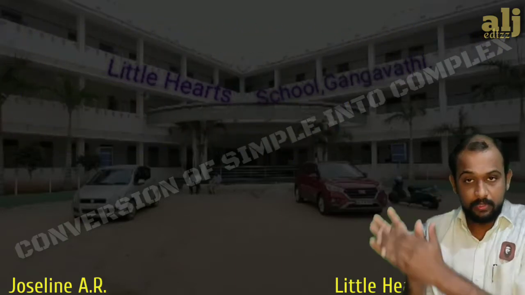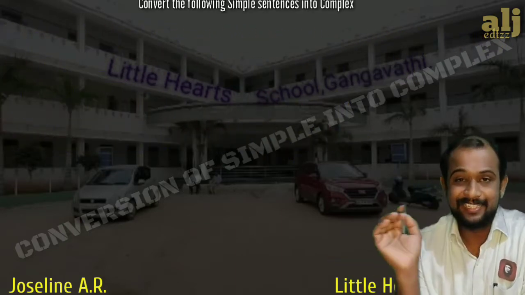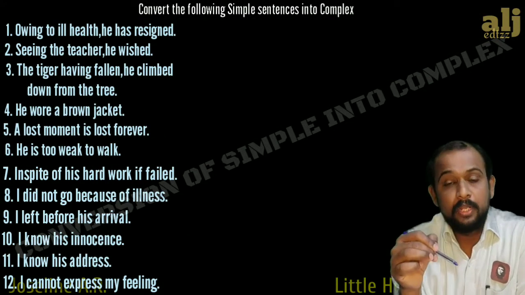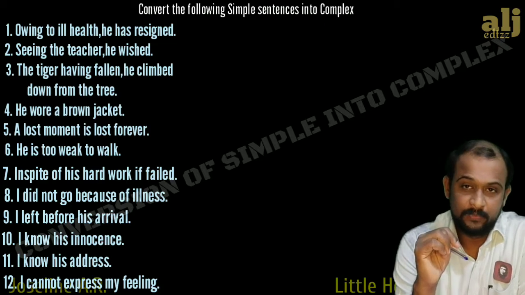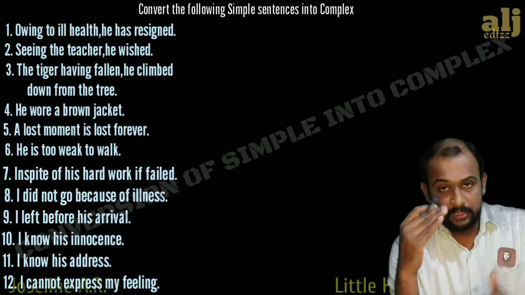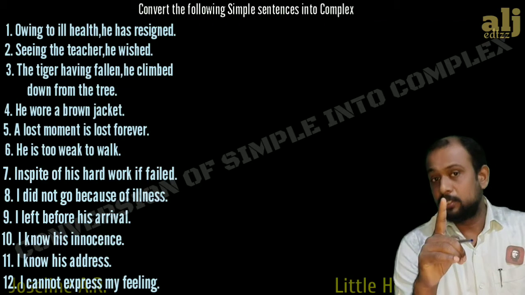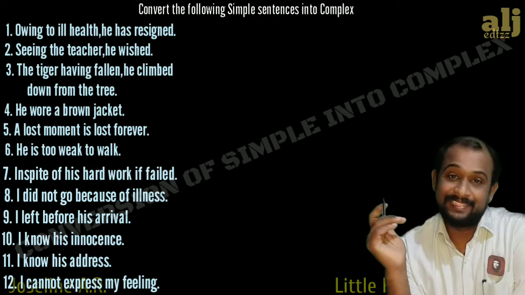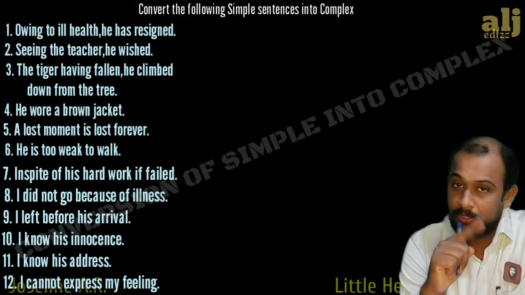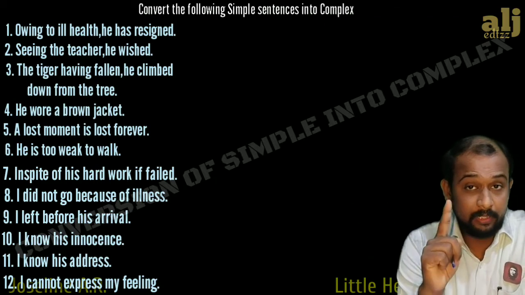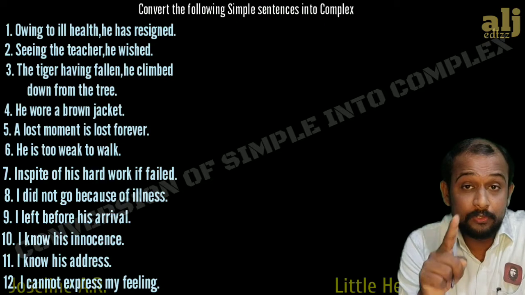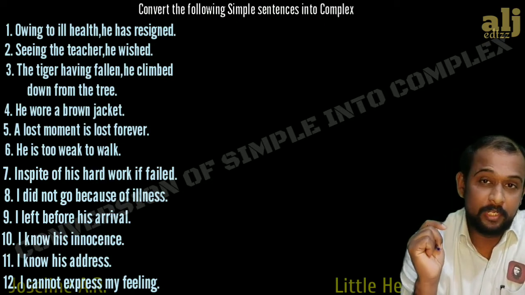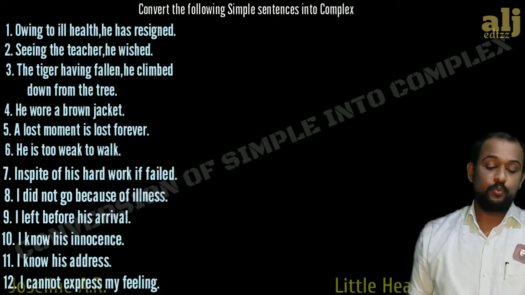I have given 12 sentences. All are simple sentences. All contain only one clause. Got it? Let us convert these simple sentences, which contain only one clause, that is one finite verb, into a complex sentence containing two clauses, one main clause and one subclause. And you know very well that a subclause is introduced by a subordinate conjunction. We call them subordinators.